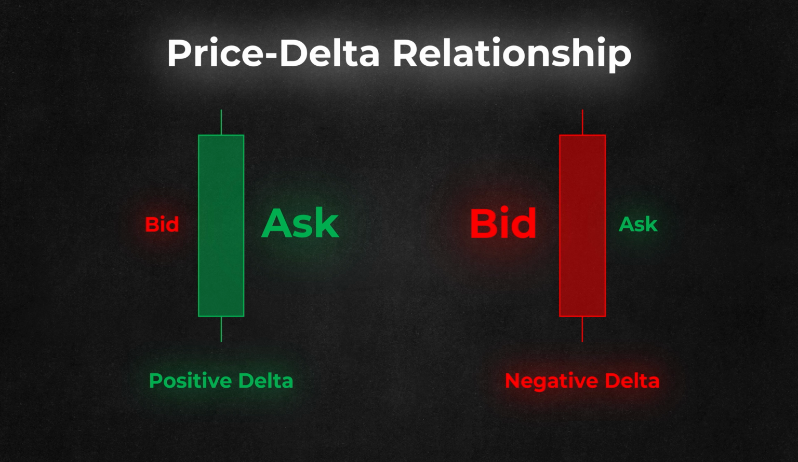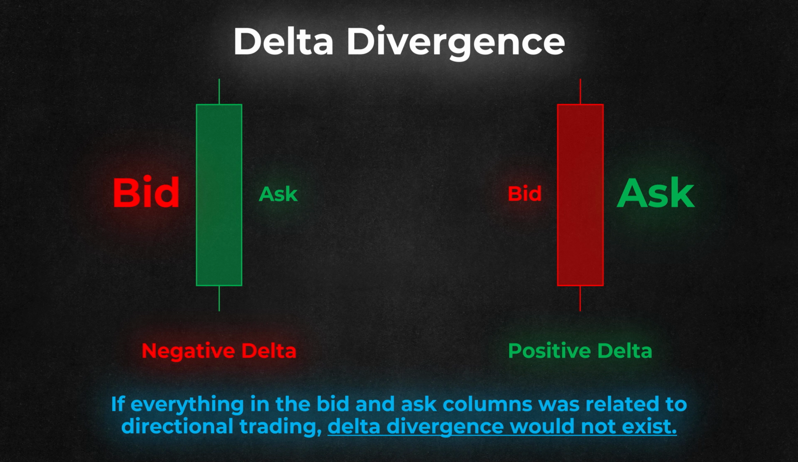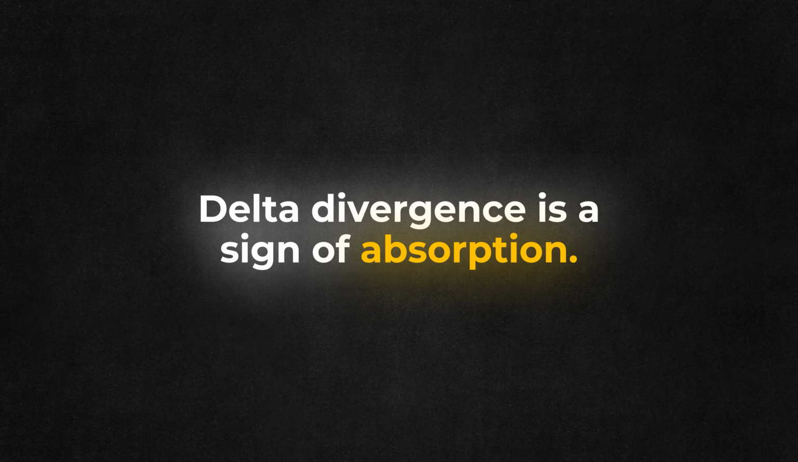However, bullish candles don't always have positive delta, and bearish candles don't always have negative delta. This is known as delta divergence. This is important because if all that happened in the ask was related to trading activity directed to adding buying pressure in the market, and all that happened in the bid was related to trading activity directed to adding selling pressure in the market, delta divergence would not exist, but it certainly does. Delta divergence is a sign of absorption, so it complements the patterns we saw earlier.